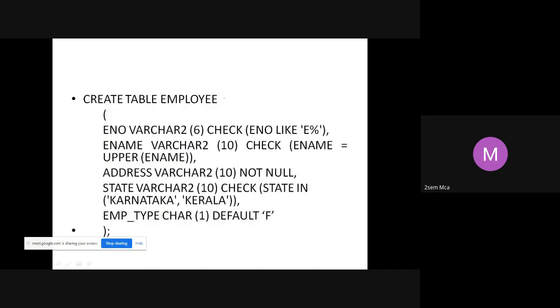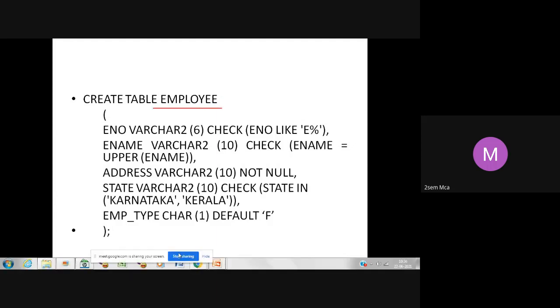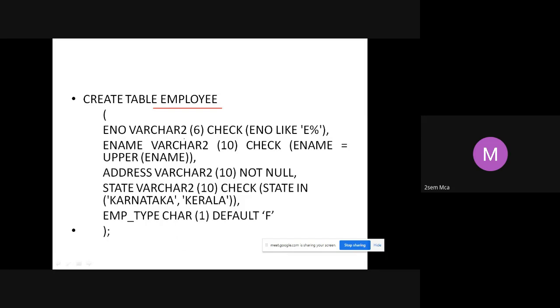Now for all these three, let us look into some examples. Now, this is the same create table employee. In the last class also we had taken this creation. We saw how this creation can be done. Now also we are again taking this particular example to show a couple more constraints. So the first constraint we have to take is E number. Look here how we have given check E number like E percentage.